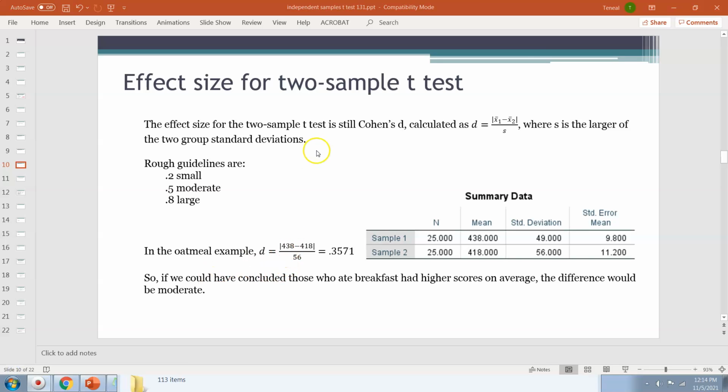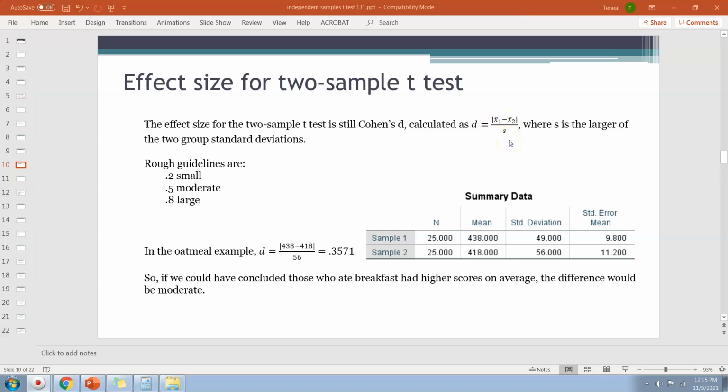I want to take a sec and just explain why we're choosing the larger of the two group standard deviations. There are some different ways we could do this. We could take the smaller of the two, or we could take the larger of the two. We could take the average of the two. We could do a weighted average based on the sample size of the two. We're just going to pick the larger.